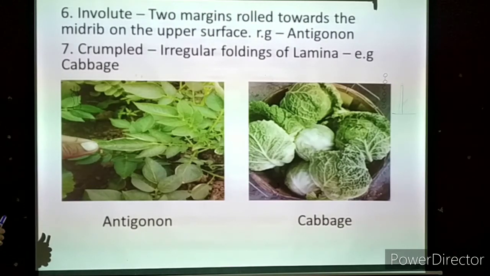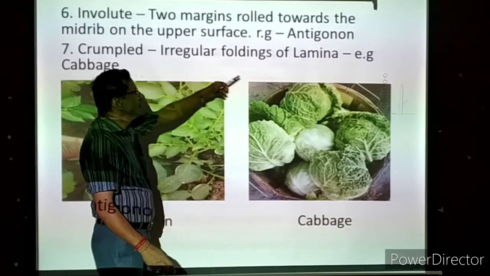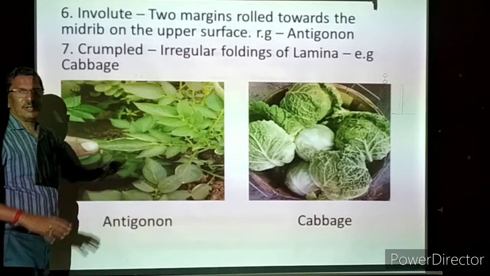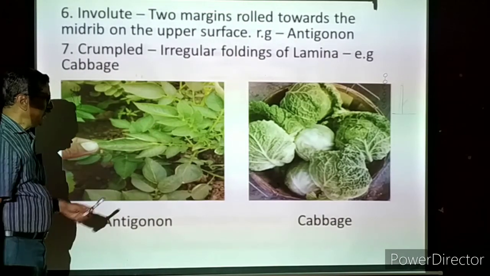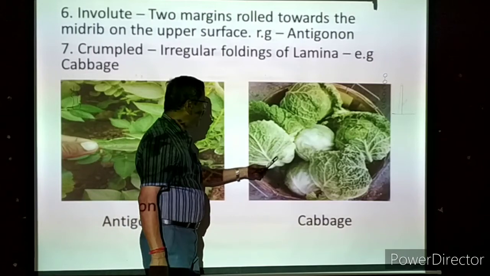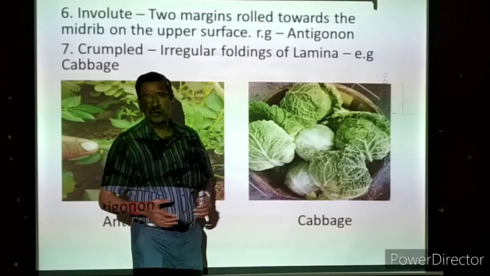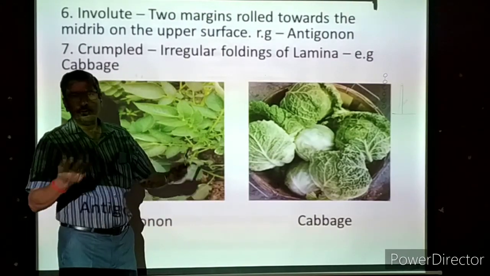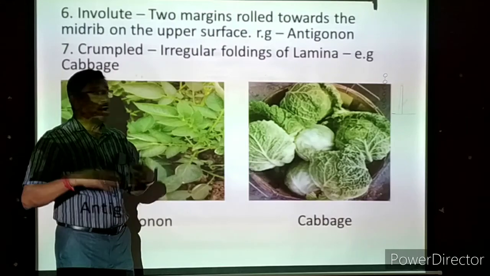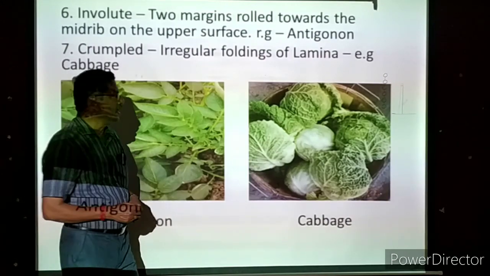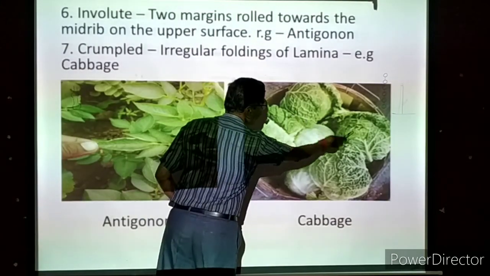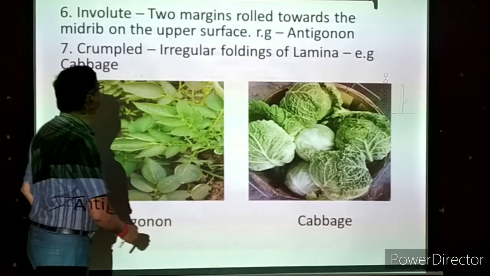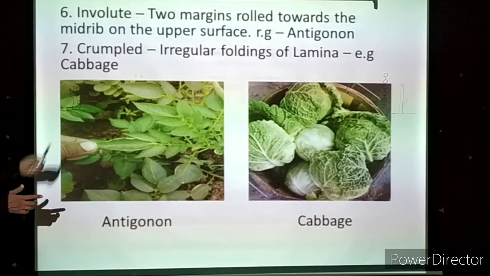Okay, crumpled. What is the meaning of crumpled? Irregular folding of lamina. Okay, we can't give any other explanation. Example again, cabbage. Now one leaf in the cabbage at the outermost region. When you remove it, lot of foldings will be there, but we cannot guess how it is folded. No regular folding. Now everywhere you can see on the lot of foldings, irregular foldings will be present. Example, cabbage.